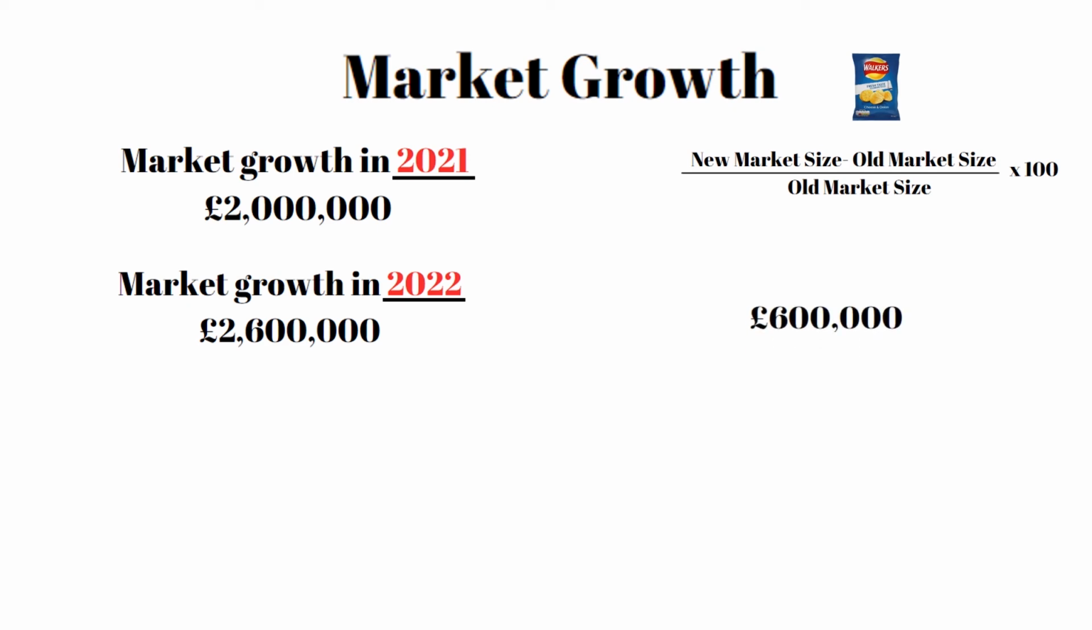So now we're going to start to put the figures into the formula. So £600,000 divided by the old market size, which is £2 million. We divide that and times it by 100. So if you'd like to pause the video now and work on that calculation, feel free to do so whilst I continue. So £600,000 divided by 2 million times by 100 equals 30%. So the market growth equals 30%.